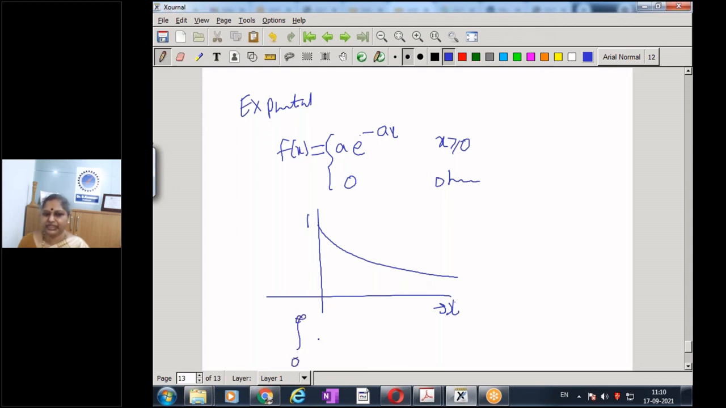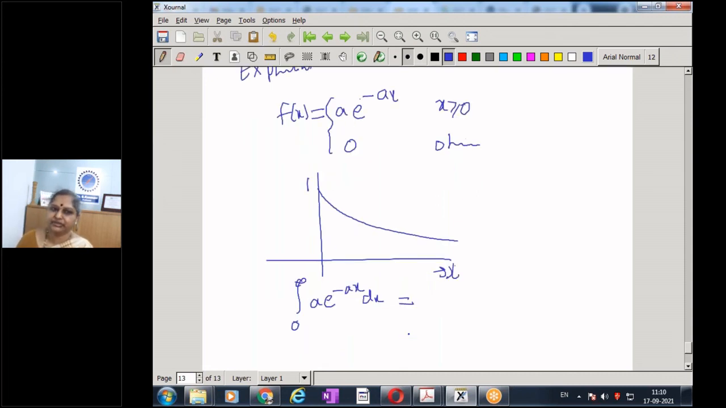Say the integral from 0 to infinity of a e to the power of minus ax dx. Is the area 1? Please do this integration and let us check whether it is 1. What's the area? You will get this also as 1.